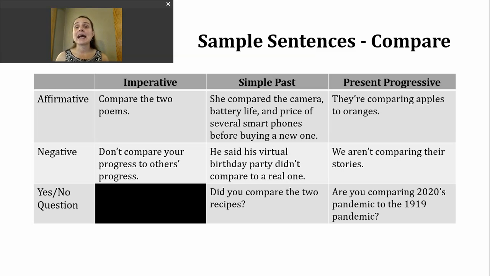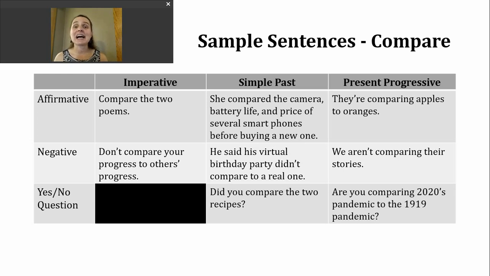If I want to make a negative past tense sentence, I'm going to use did, not, and then the base verb, no ed. And again, this will be true no matter what the subject is. Here's an example. He said his virtual party didn't compare to a real one. So here we've got that first phrasal verb meaning. It didn't measure up. It wasn't the same as having a live party where people could attend.